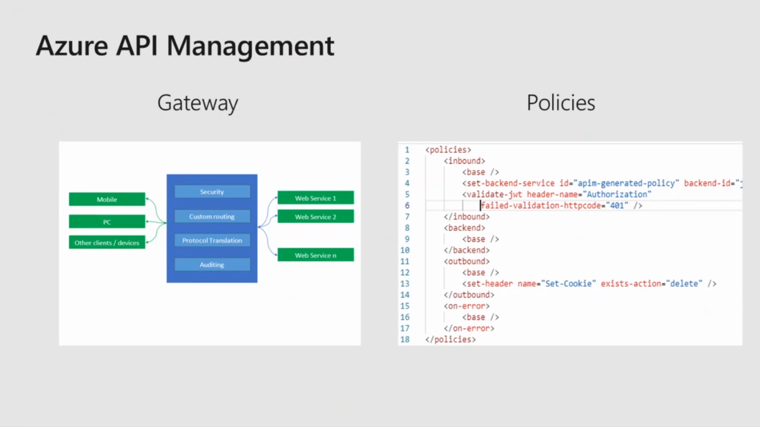Policy is the place where we define how the request is going to be processed. Starting from receiving the request in the front end, processing the inbound request, processing the outbound response, which is coming from the backend, and error handling as well.